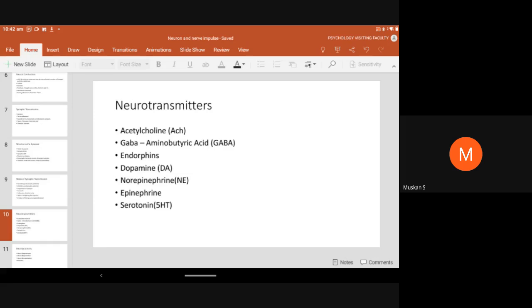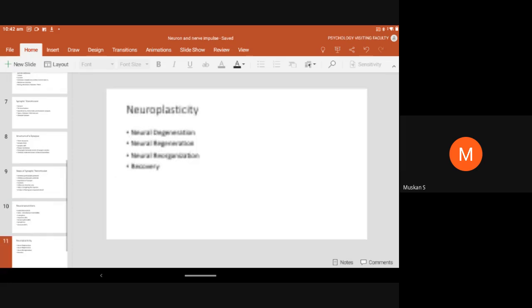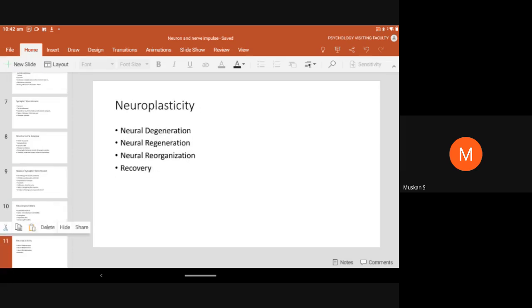Okay, so these are the most important part of this chapter, the neurotransmitters. Now, the next slide is about neuroplasticity. It has some parts like neural degeneration, neural regeneration, neural reorganization, and recovery. Now, what is this neural degeneration?